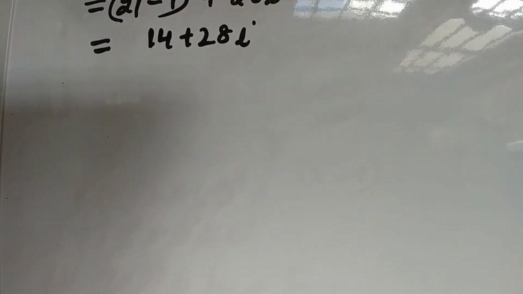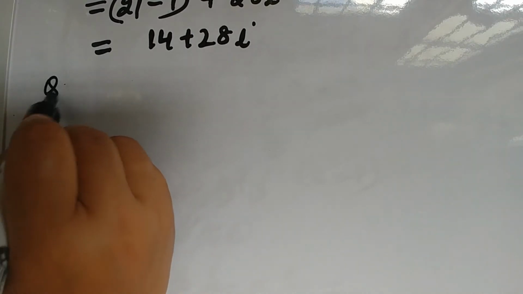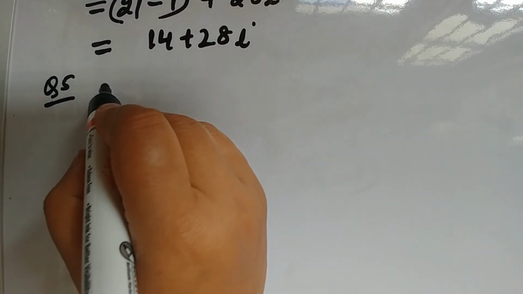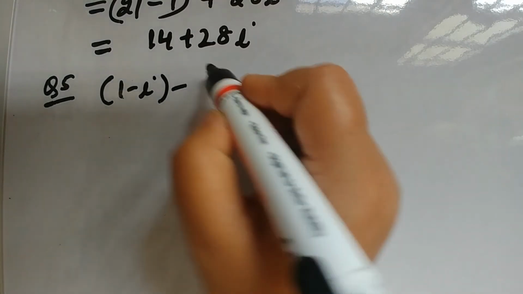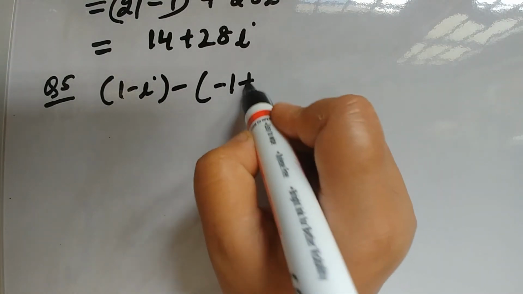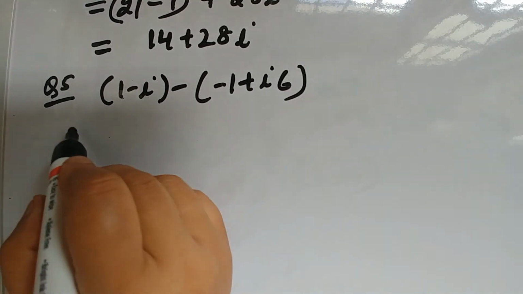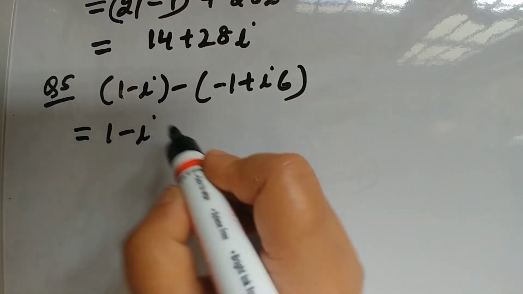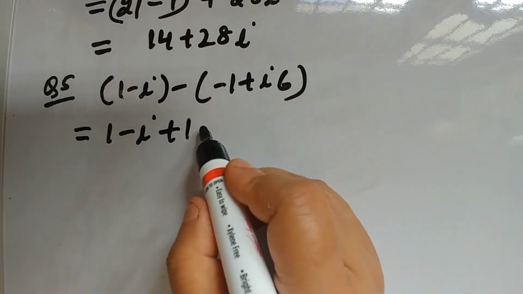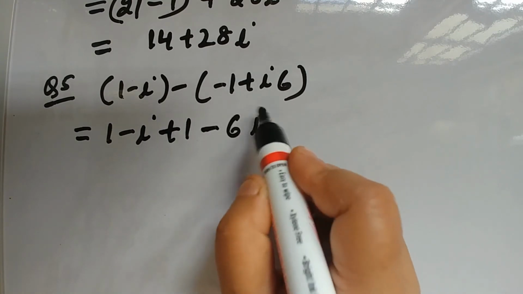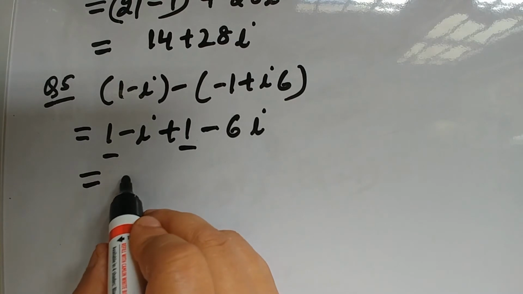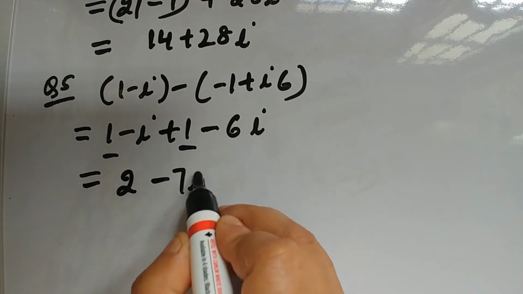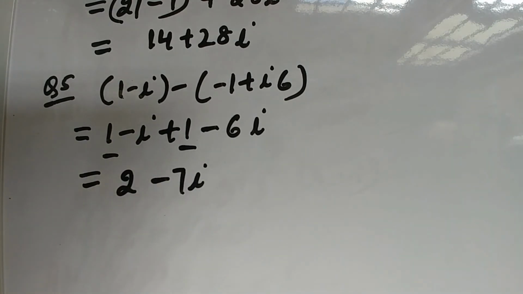Question number 5 says that you have to express 1 minus iota minus minus 1 plus iota 6. So it is again very simple. Just open the power. Be careful about the signs. Plus 1 minus 6 iota or iota 6. It means the same thing. So it is your 2 and it is minus 7 iota. So this is simple thing.